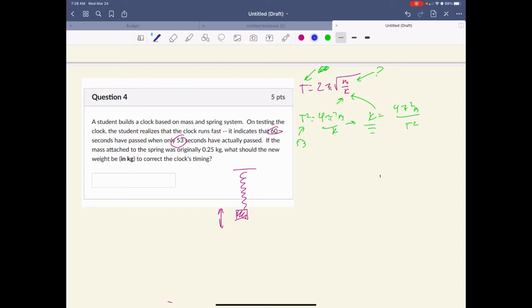Okay, but there's another way to do it, which is if you think to yourself, you're not adjusting the K value. The 2 pi is just a constant. All you're going to do is fiddle with the m. So what is the relationship between the period of a spring and mass if you keep everything else the same except for the m? Well, the period is proportional to the square root of m, right? Because if you keep everything else the same, which means that the period squared is proportional to m.